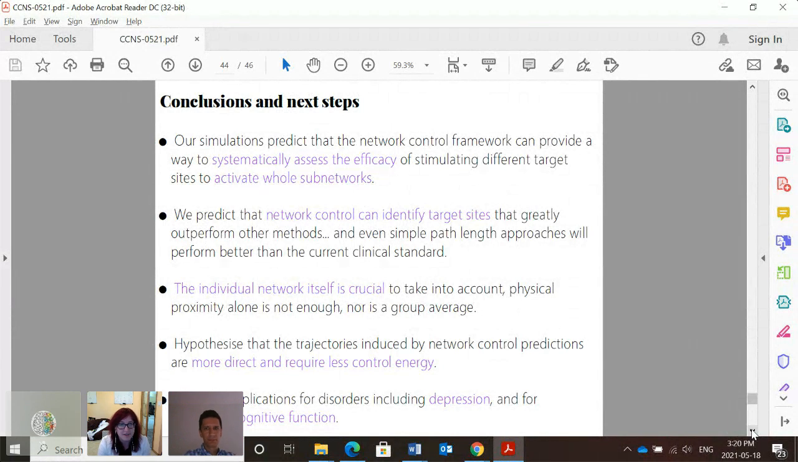The individual network itself is crucial to take into account. Our brains are really different, and physical proximity alone is not enough, and neither is a group average. We hypothesize that the trajectories induced by network control predictions are more direct and require less control energy. And ultimately, this will lead to potential applications for disorders, including depression, and for improving cognitive function.